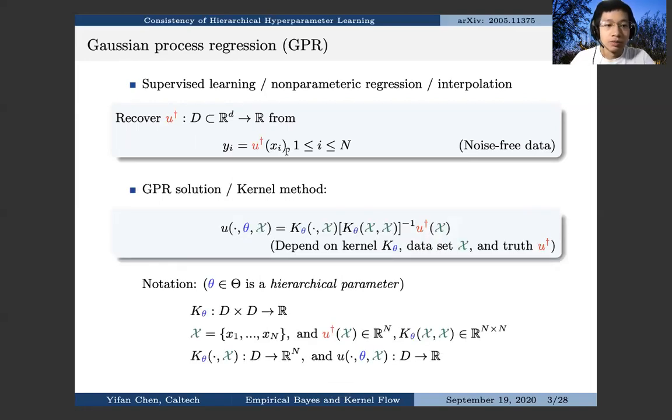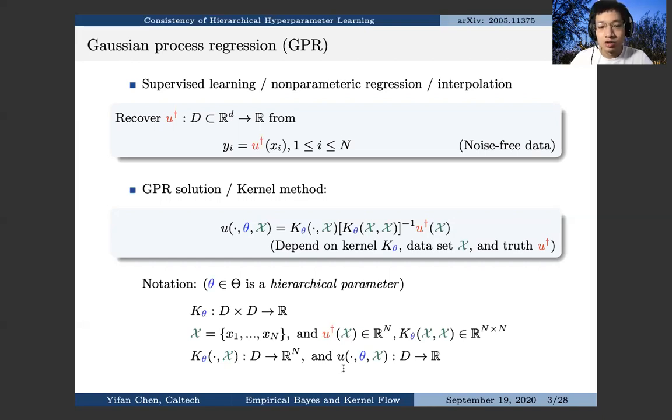The popular GPR solution, or kernel method, solves the problem in the following way. First, some notation: theta is a hierarchical parameter in the kernel family, and k theta is a kernel function defined from D times D to R. We use capital X as the collection of all data points, x_1 to x_n. We use u dagger(X) to mean u dagger applied componentwise to X, so that this is a vector of dimension n. Similarly, k theta(X,X) will be a matrix of dimension n times n, and k theta(dot, X) will be a collection of functions with entries k theta(dot, x_i).